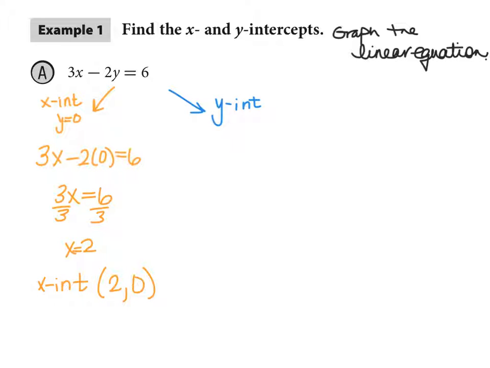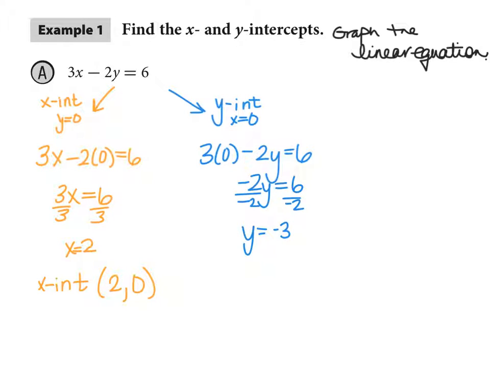I'll do the same thing for the y-intercept, except for the y-intercept, I'll plug in 0 for the x value. So 3 times 0 minus 2y equals 6. All right, same concept as before. 3 times 0 is just 0. So this whole term is just going to really be negligible. So I'm going to have negative 2y equals 6. Divide by negative 2. So y is going to equal negative 3. And again, we'll do a good job of writing out the intercept as an ordered pair. So we've got 0 for the x, because that's what I plugged in, negative 3 for the y.